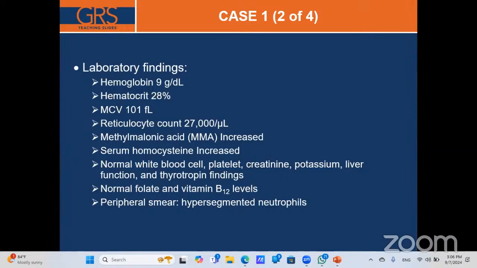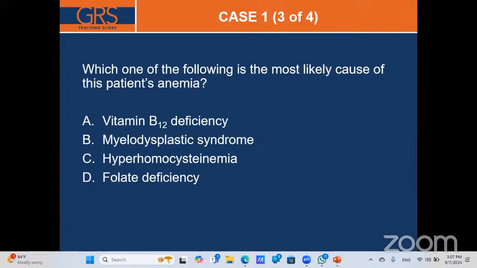He has a normal serum folate level and vitamin B12 level, and the peripheral blood smear reveals hypersegmented neutrophils. So the question is, which one of the following is the most likely cause of the patient's anemia? Please, next slide. Does this patient have vitamin B12 deficiency, or myelodysplastic syndrome, or hyperhomocysteinemia, or folate deficiency?